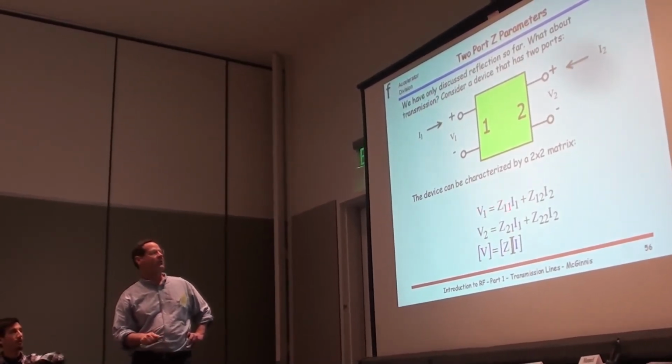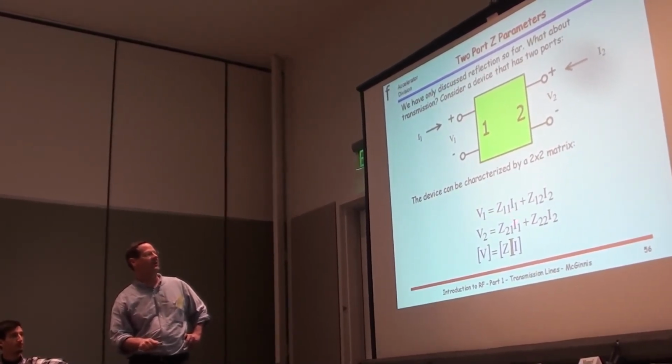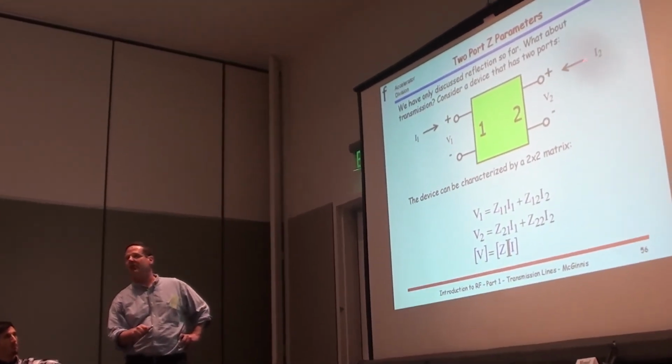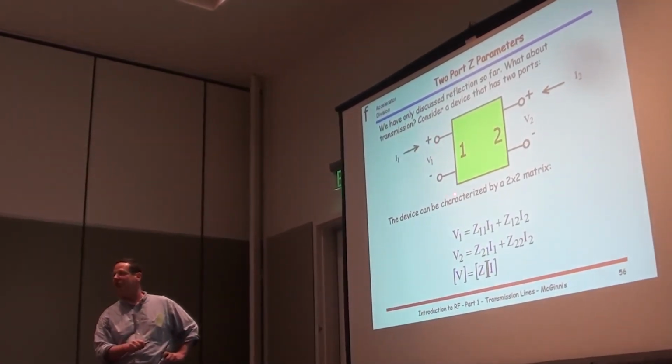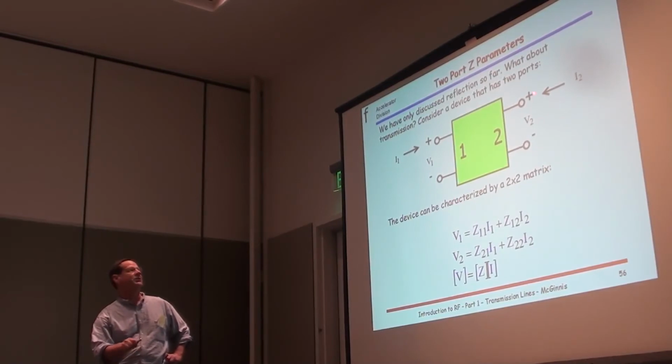V is equal to Z times I, but basically Z11 is the ratio of V1 over I1, assuming this current is zero. So if this was an open circuit, you would put a voltage on here and measure the current that goes in there. That's Z11. Z22 is where you put a voltage in here, measure its current, with the other port an open circuit. So that's how you would do this.